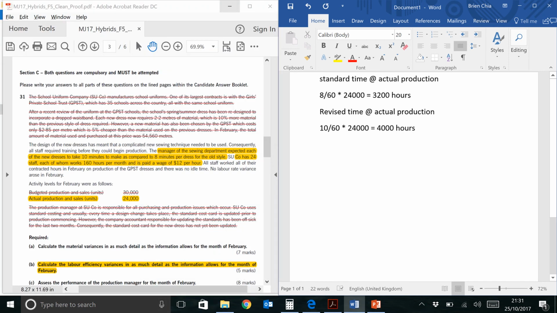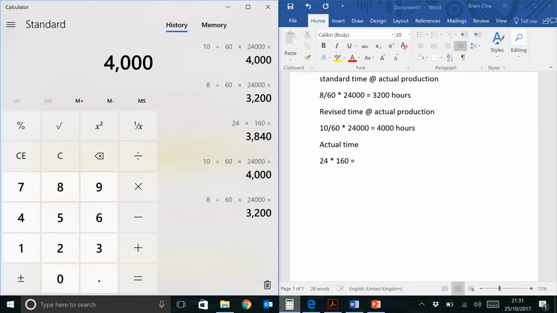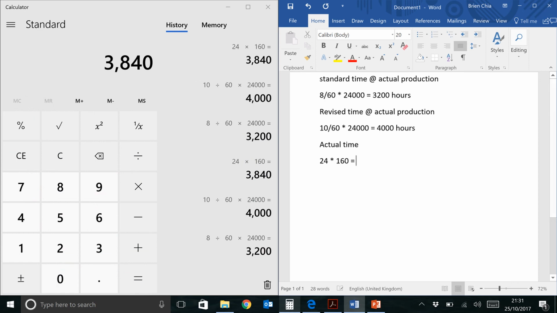And finally, we will have our actual time taken. In this case, they gave us the total working hours of the staff. There are 24 staff over here, and they work 160 hours per month. So I'm going to take 24 staff multiplied by 160 hours, and that should give me 3,840 hours. So from here, we're now going to start calculating our variances.